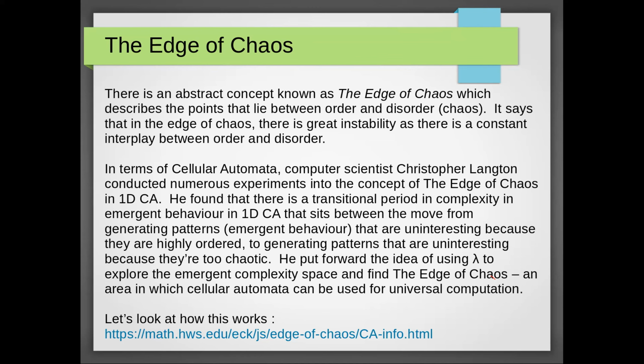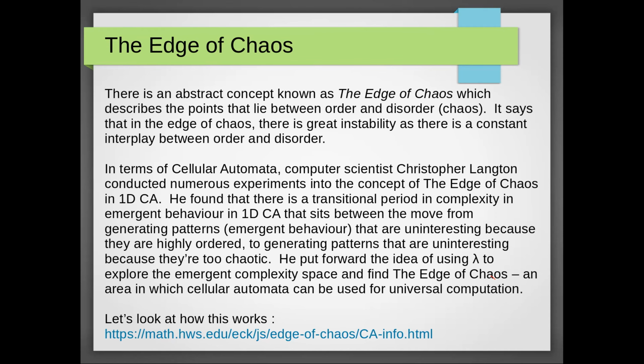And what he found is that there's a transitional period in complexity in the emergent behavior of one-dimensional cellular automata, sitting between the patterns that emerge. So we've just seen a couple of example patterns. At one end of the scale, you've got patterns that are uninteresting because they're very highly structured, very highly ordered. And at the other end of the scale, you've got stuff that's not interesting because it's too chaotic. There's no order whatsoever.